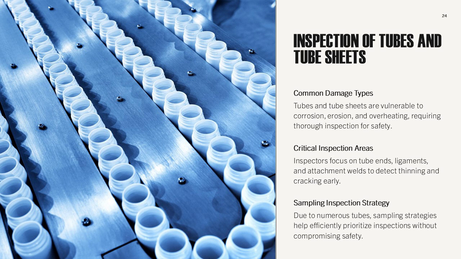Tubes and tube sheets are highly susceptible to corrosion, erosion, and overheating damage. Inspectors must examine tube ends, ligaments, and attachment welds for thinning or cracking. Sampling strategies are often used due to the large number of tubes. This section explains inspection priorities and evaluation considerations for these critical components.